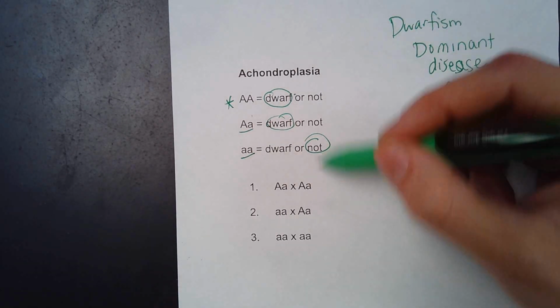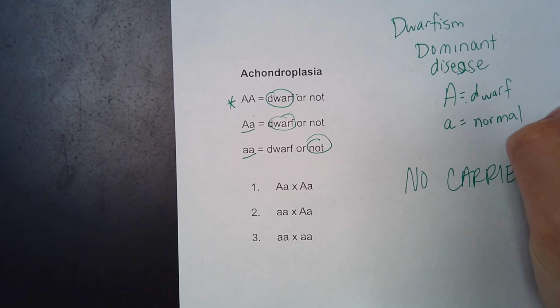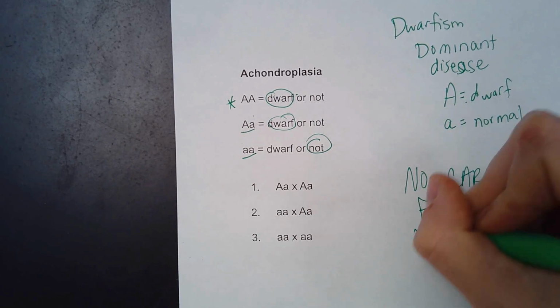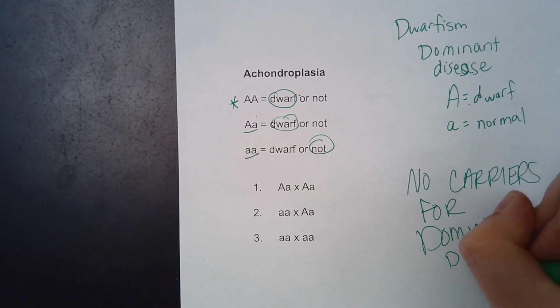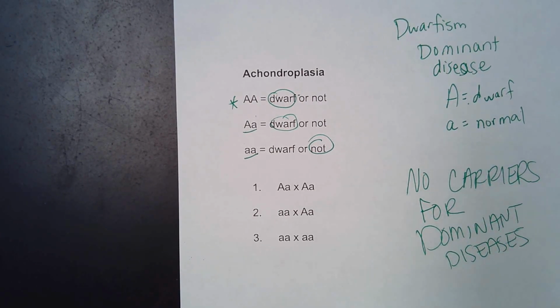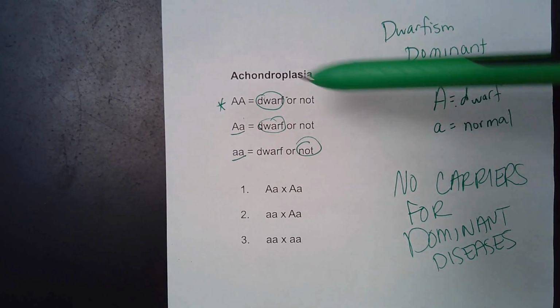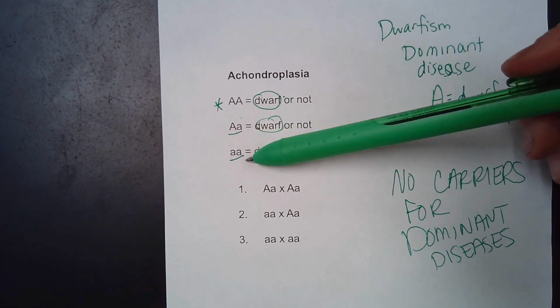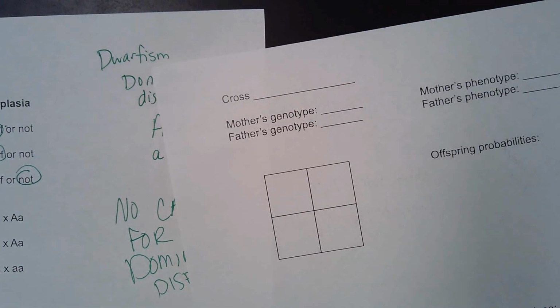Okay? Notice none of these are carriers. There are no carriers for dominant diseases. So either they have it or they don't have it. Those are your two choices. And so we can do Punnett squares for these.